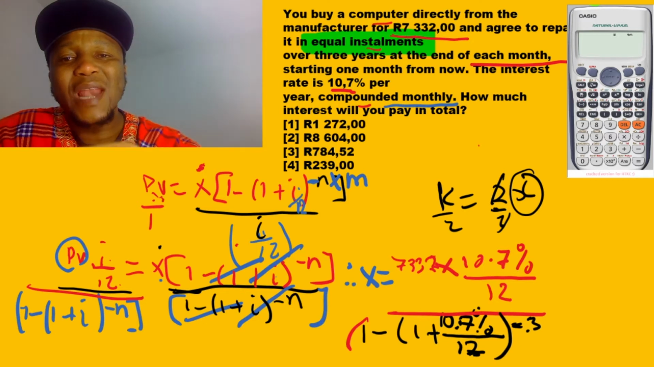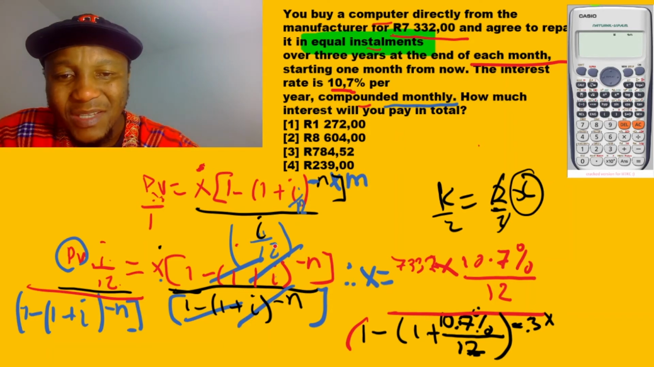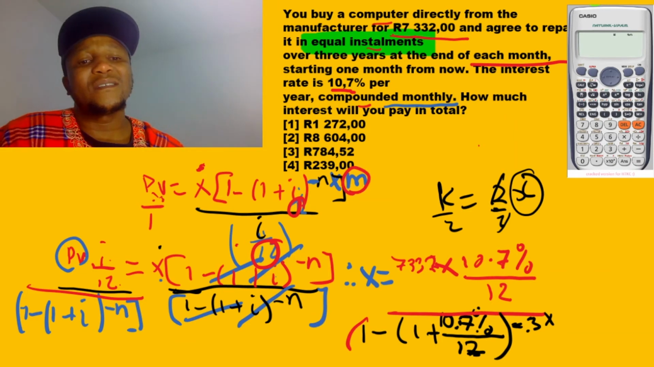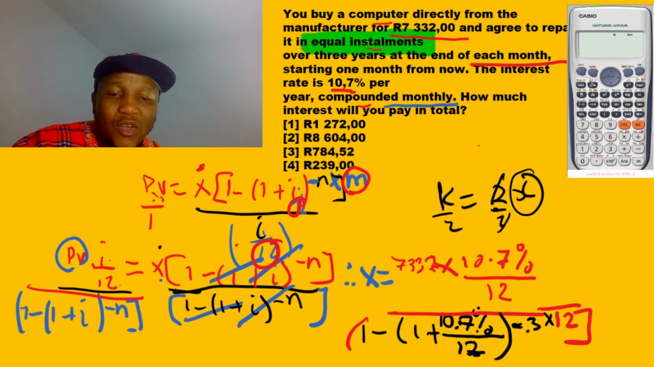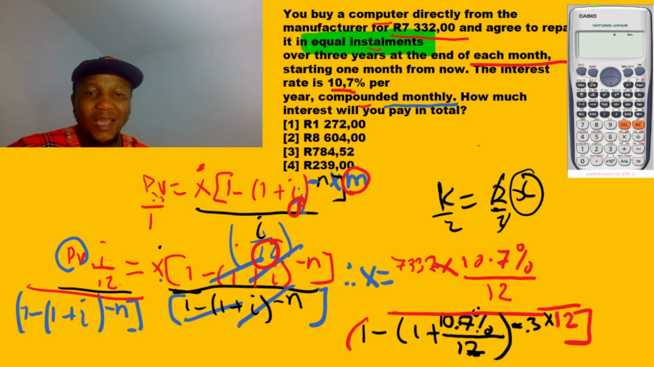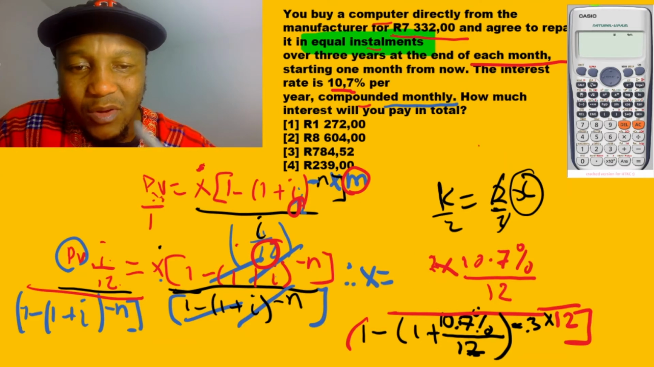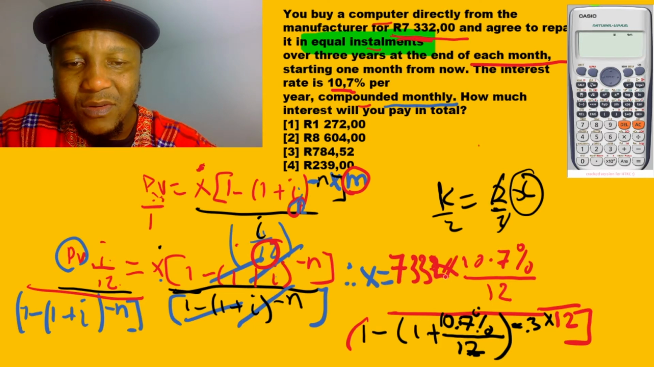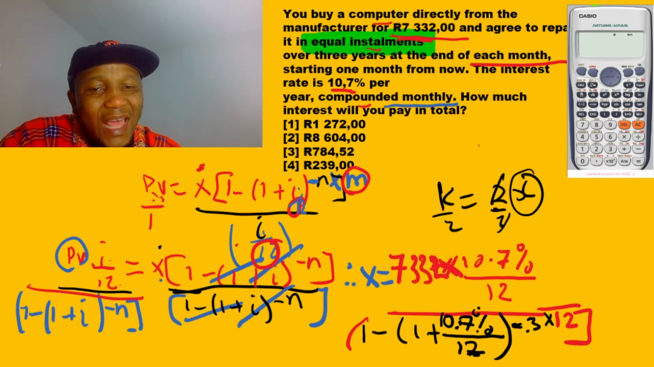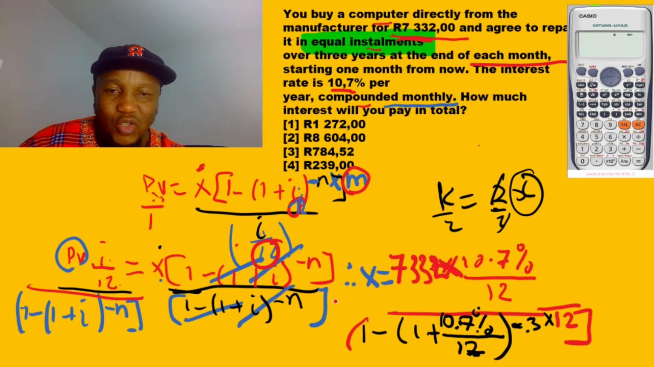But I also must not forget to multiply by how it was compounded. How it was compounded must be put under the interest rate, and you must also multiply the number of years by it. So I'm going to multiply by 12 here. Don't forget your line here, and then close. Now we can simply plug this into a calculator and get the value of x. Let me write this clearly: this is 7332 multiplied by that. I can plug it in slowly in a calculator, so you can understand.